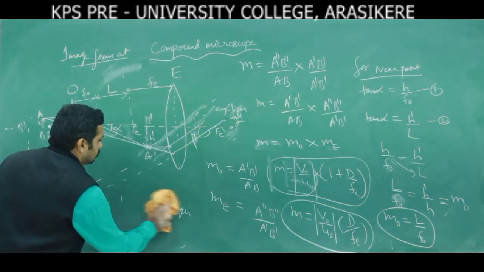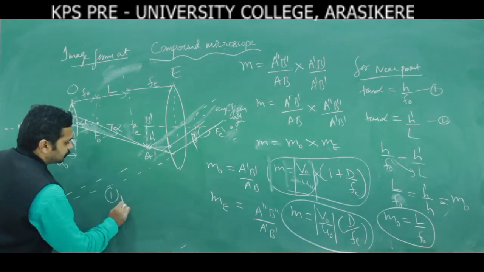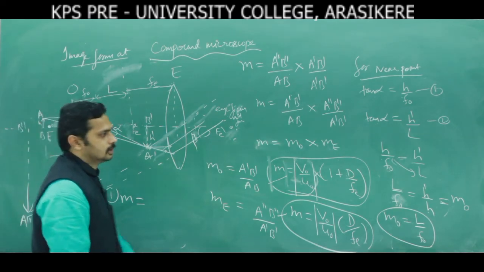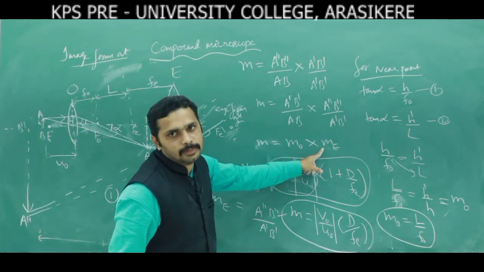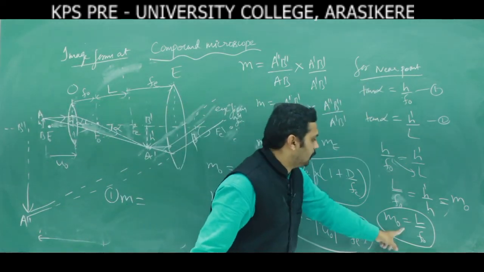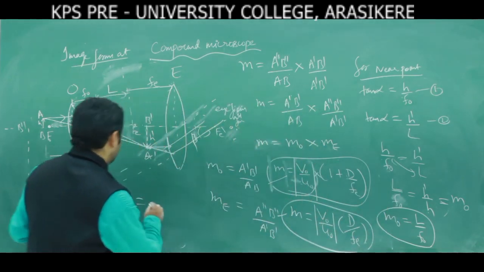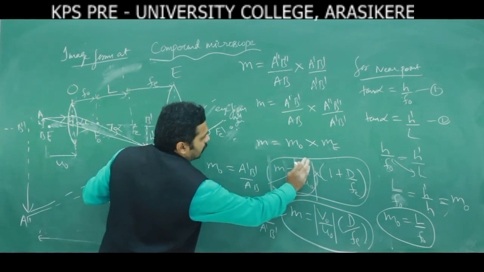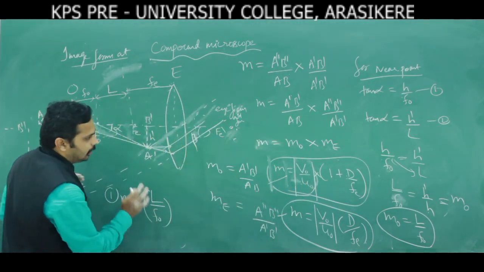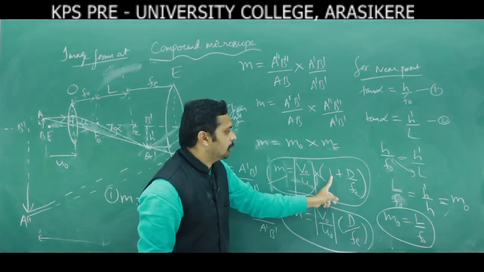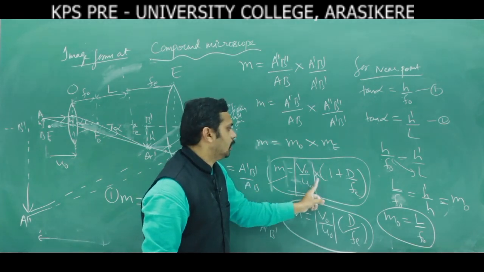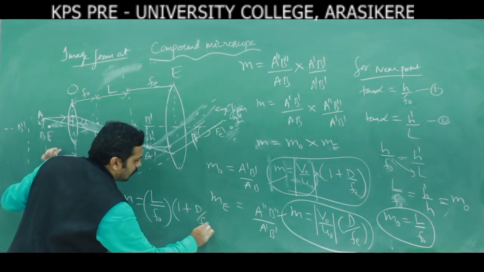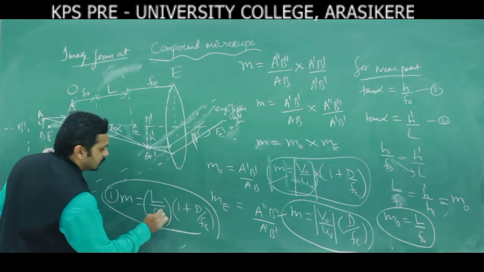Now here I am writing the first case. This is the actual formula. Now I am writing the approximate formulas. What is M? M naught into ME. The image forms at near point. What is M naught? L by F naught. In the place of V naught by U naught, I am writing L by F naught. When the image forms at near point, the formula is M naught into 1 plus D by Fe.